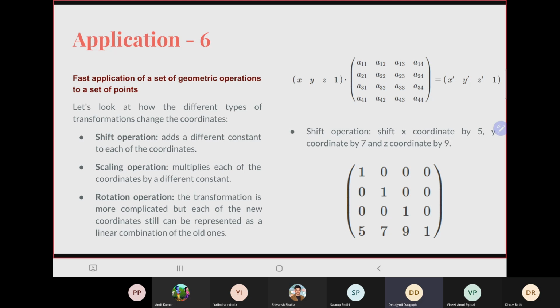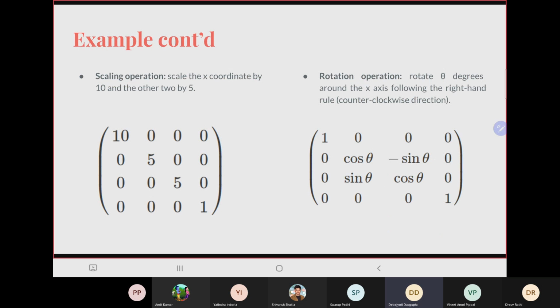We want to shift x by 5, y by 7, and z by 9. Since the constant is in the last row, we put all the factors by which we need to shift in the last row, and the main diagonal will always be 1 since it is the capturing element. This is our transformation matrix for the shift operation. Where will the main diagonal come into action? The main diagonal will come into action when you want to scale the elements.